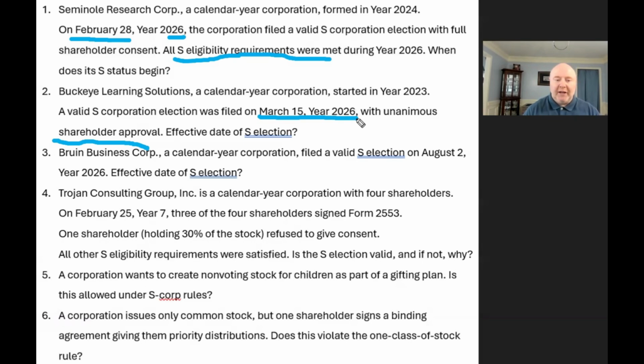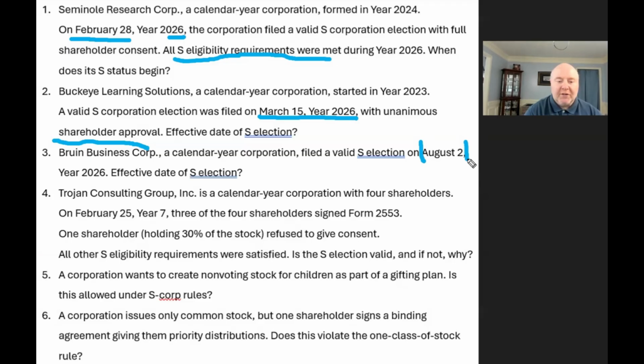Now let's look at number 3. Bruin Business Corp, a calendar year corporation, filed a valid S election on August 2nd, 2026. All right, remember, we're looking at March 15th. This is after March 15th. So we will not be effective until January 1st, 2027. So we've got to wait all the way. Once it happens after March 15th, we go all the way to January 1st of the next year. So the answer for that one will be January 1st, 2027.